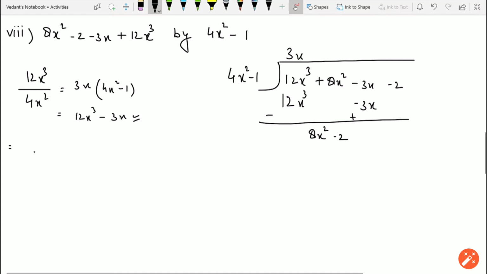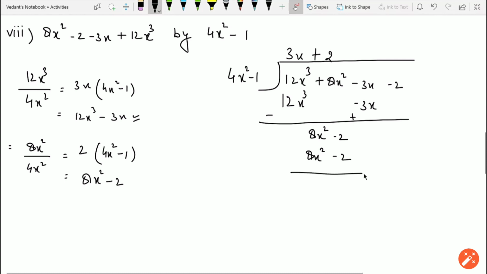Now we need to get 8x square. What should we multiply with 4x square? This is the rough work. What should we multiply? We need to divide. It will be 2. Again we multiply 2 with 4x square minus 1. We get 8x square minus 2. We write here. We change the sign and it will cancel. So it will be 0. So students, here remainder is 0.